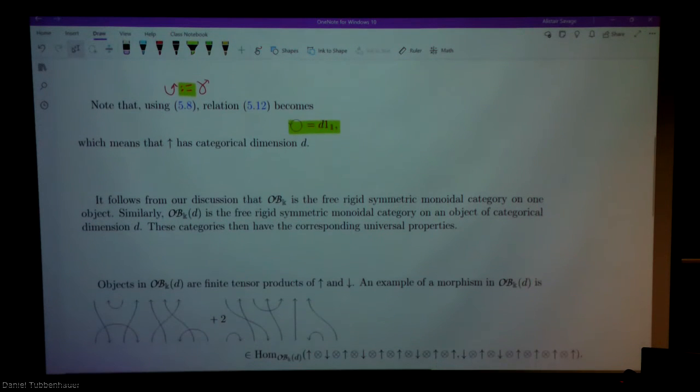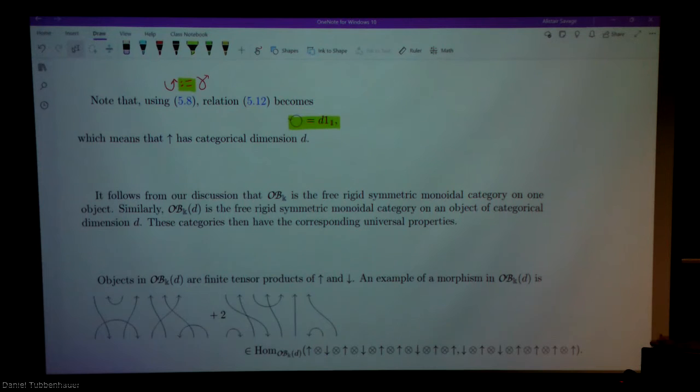Okay, so it follows from our discussion, the way that we motivated this, that this oriented Brauer category is the free, rigid, symmetric monoidal category on one object. And if you impose this extra relation on the categorical dimension, then it's the free, rigid, symmetric monoidal category on an object of dimension D, categorical dimension D. So these have the corresponding universal properties, which I won't write down. We've written down a few of these before, and we'll use this universal property in a minute.